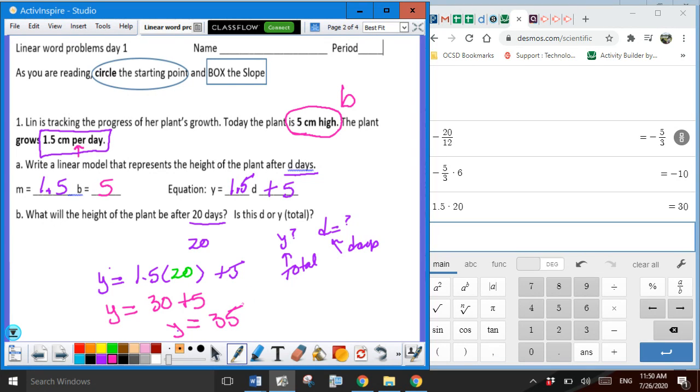So what is this? Bananas? What am I talking about? Anytime I have word problems, I have to label. So what am I talking about? I'm talking about the plant. So the plant is 35 centimeters tall. Okay? The plant is 35 centimeters tall or high.